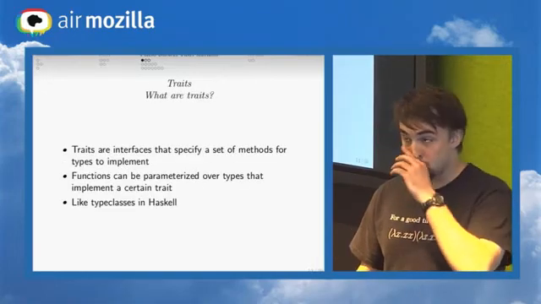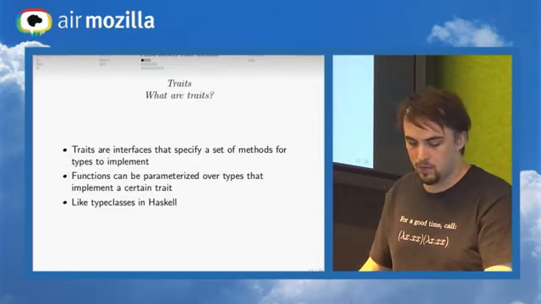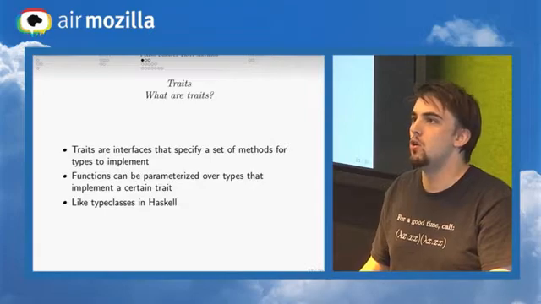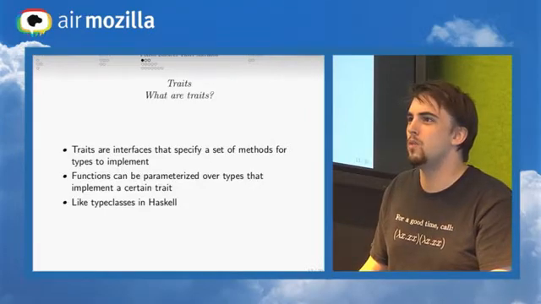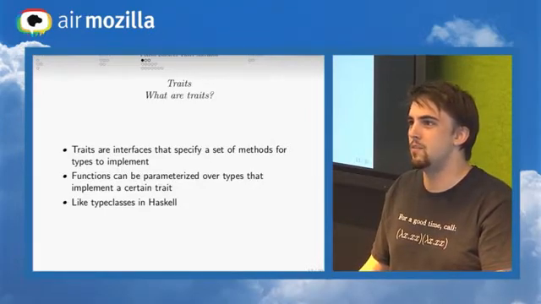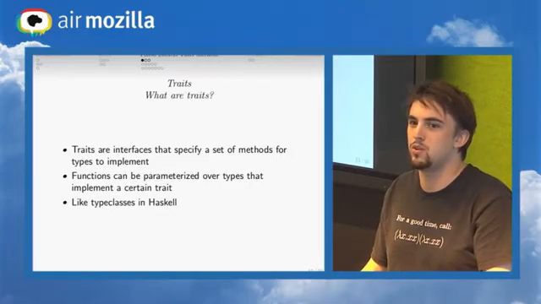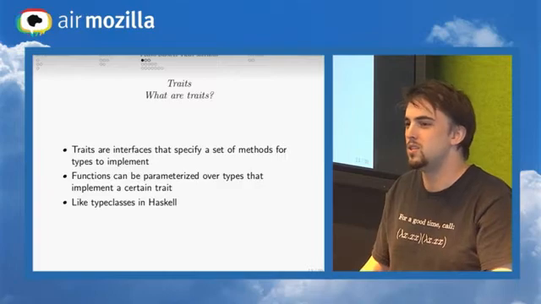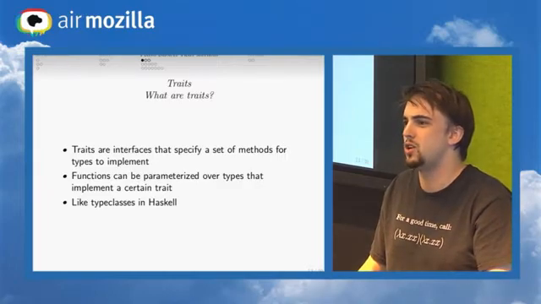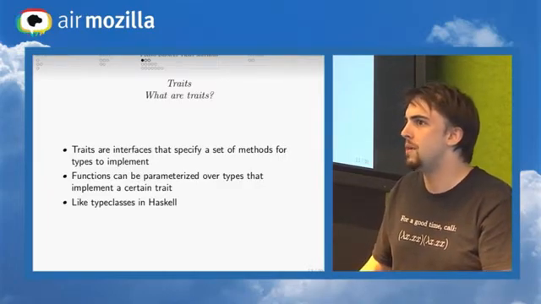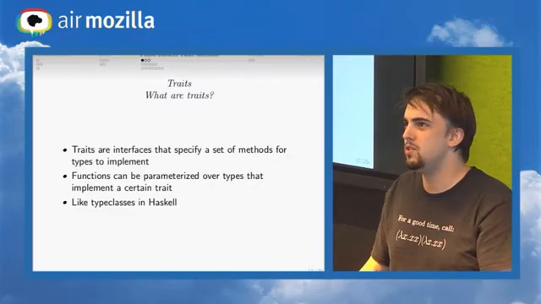Okay, so what I worked on was the trait system. Traits are interfaces that specify a set of methods for a type to implement, and then functions can be parameterized over types that implement a trait. This is just like Haskell type classes, and it shares more than a passing similarity with Java interfaces.